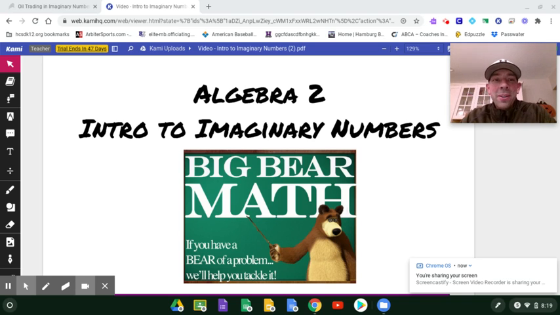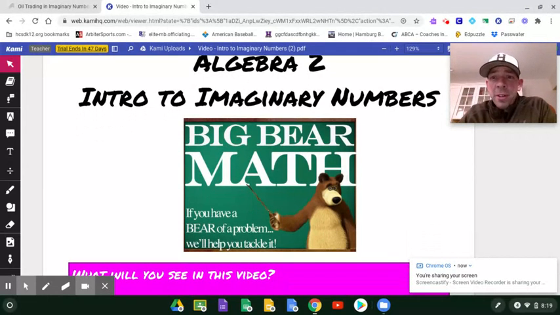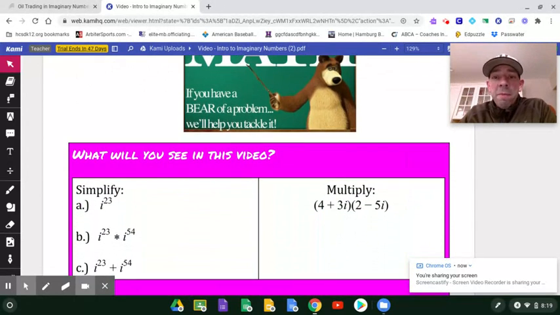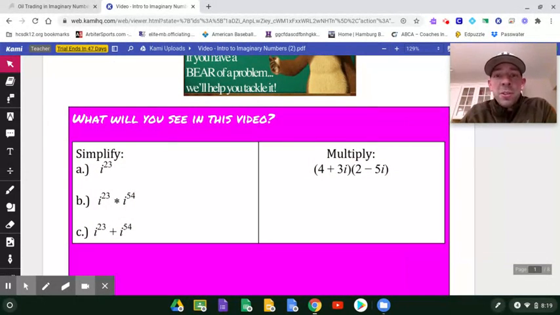Hey guys, we're going to tackle a real big bear today, and we're going to talk about introducing ourselves to these imaginary numbers. And we're going to invest quite a bit of effort in just trying to set up a little background on why we even need imaginary numbers and how they're even useful as we get into higher levels of math. But first and foremost, by the end of this video, these are some of the problems that we hope we can solve.